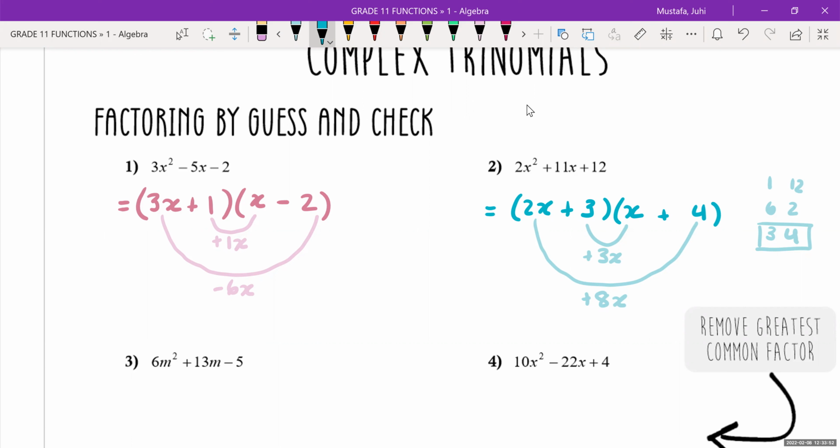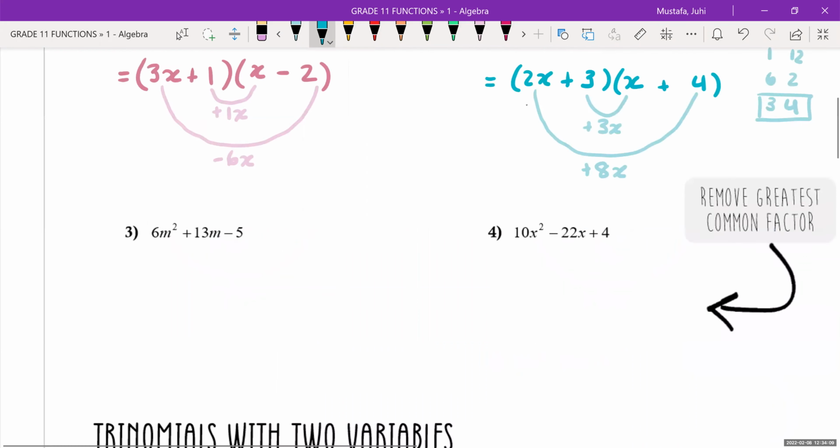So even though we had many different options, we didn't even have to try 1 and 12 and 6 and 2, because if we pick the numbers closest together, it'll often work. Questions about that? Make sense? Okay. On to the next one, question number 3.